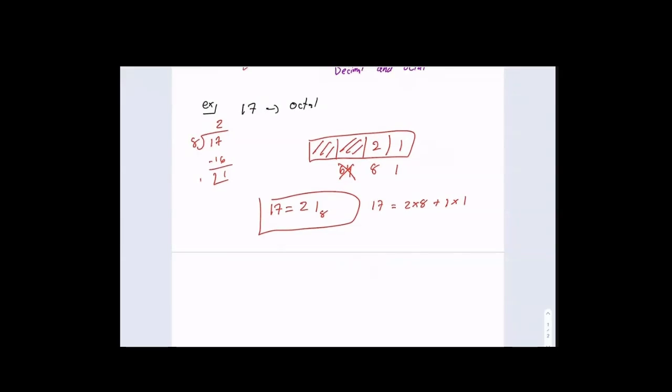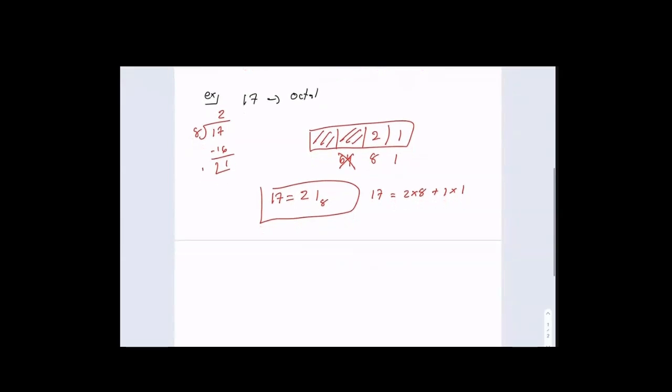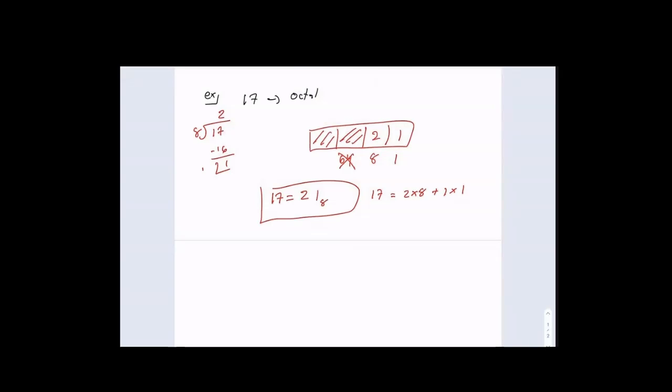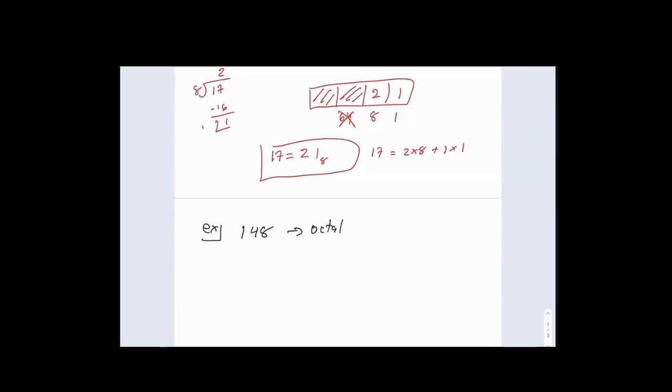Let's try another one. There's a lot of little long divisions going on here, so let's go bigger. Let's go with 148.